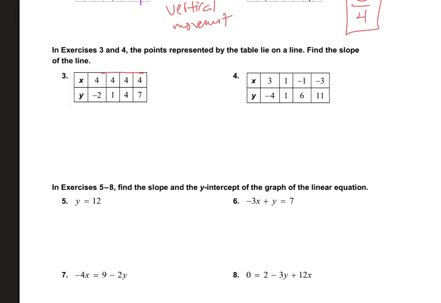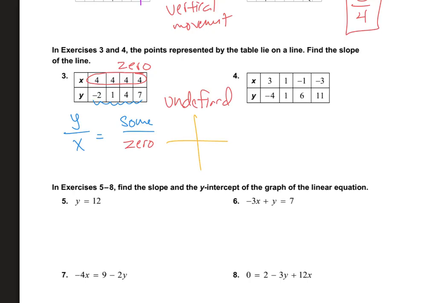Next, you can look at this a few different ways. You can see that there is 0 change between those. And when we talk about slope, we talk about the change in y over the change in x. There's clearly some changes for the y. So what would this look like? Well, we have some change on top and we have 0 change on bottom. This is undefined.